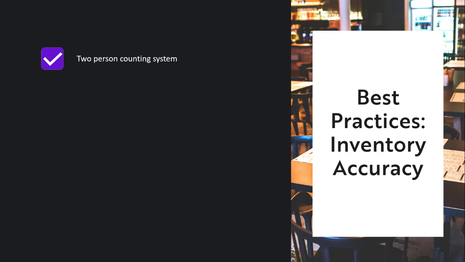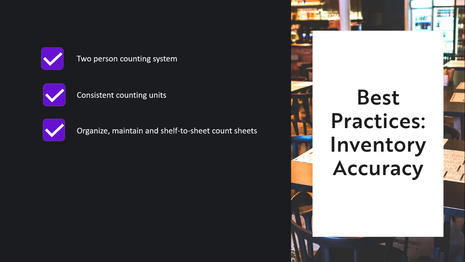First off, we love a 2-person counting system. Always have the same person call out the inventory and the same person record it. Always use consistent counting units. Make sure you count the product the same way each time, so again, there are no fluctuations or differences in how you're counting. It's best to organize and maintain shelf-to-sheet count sheets. You should try to make your count sheet flow in a way that is shelf by shelf.